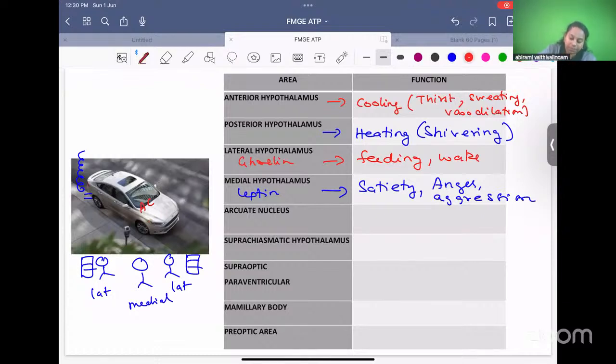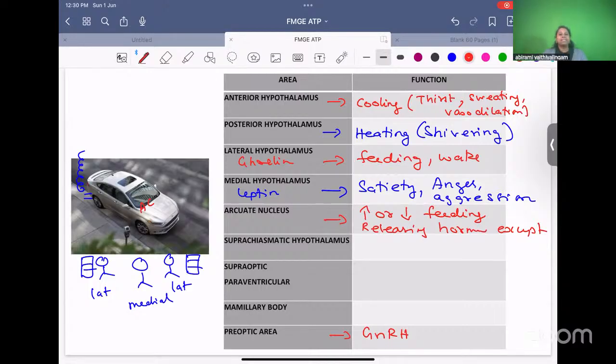Arcuate nucleus can do both. It can increase or it can decrease feeding. And it can produce all releasing hormones except GnRH, which is produced by preoptic area. All releasing hormones of hypothalamus, CRH, TRH, growth hormone releasing hormone, prolactin releasing hormone, come from arcuate nucleus except gonadotrophin releasing hormone which comes from preoptic area.